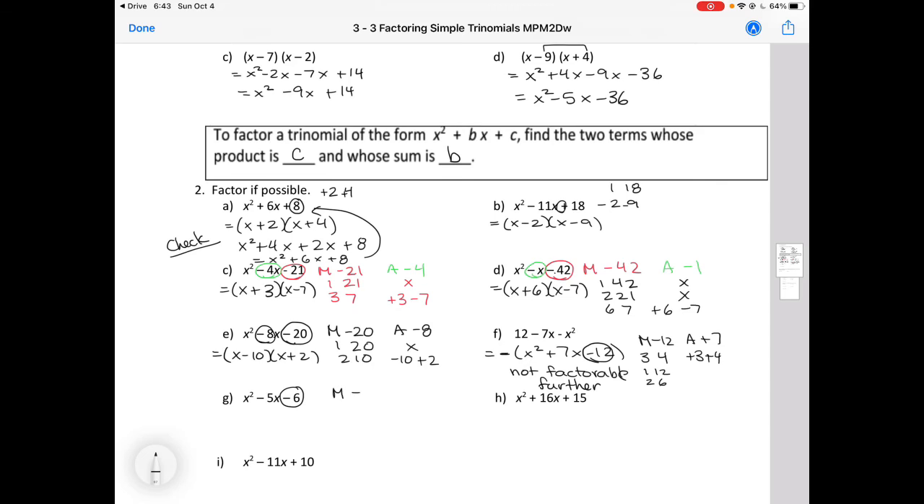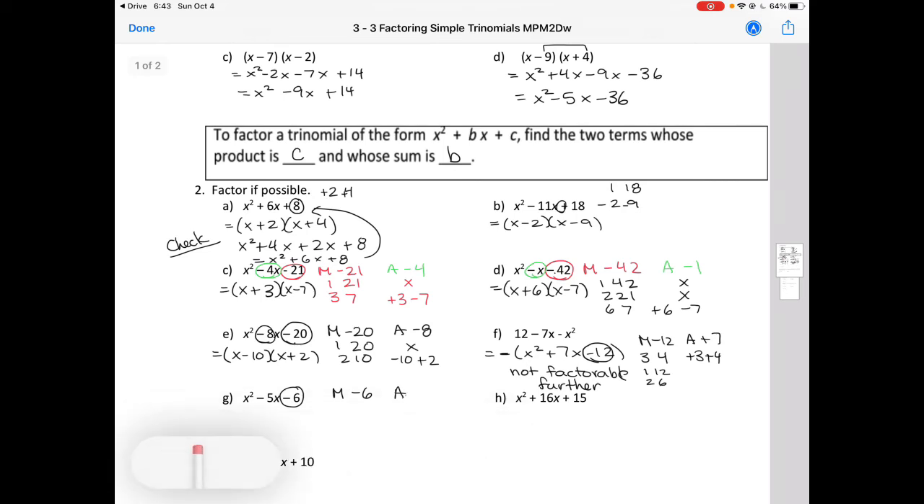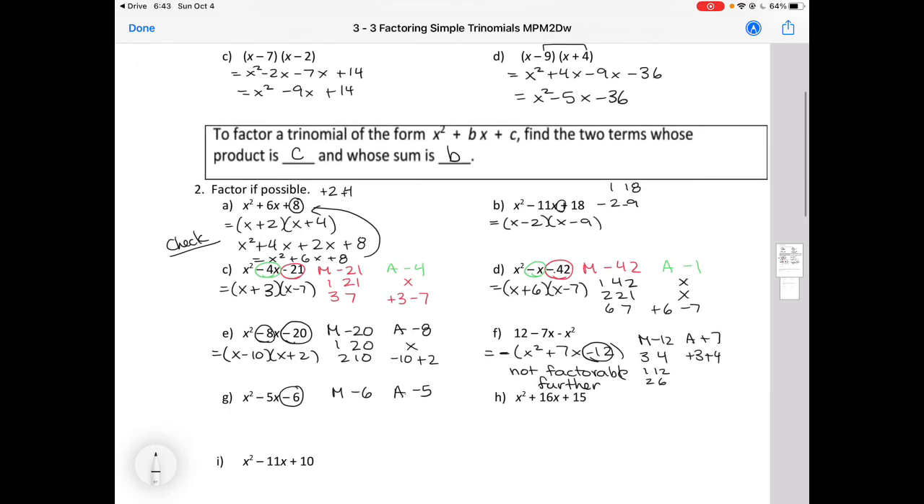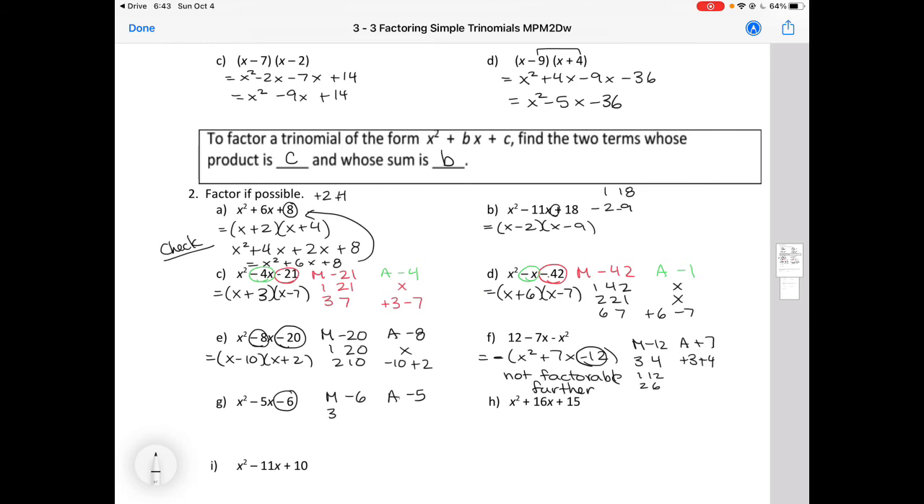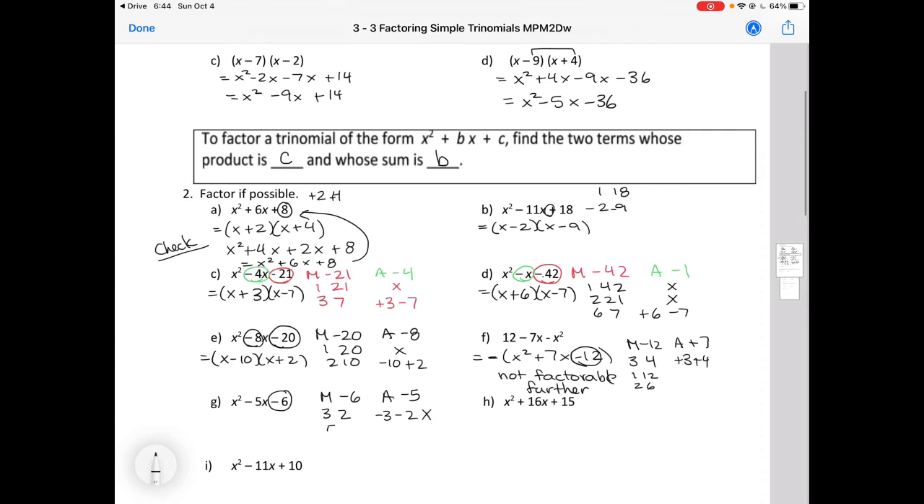Let's look at another example down here. Here we're looking for two numbers that multiply to minus 6 and then add to minus 5. The first ones that I would think about would maybe be 3 and 2. But those can only add to 5 if they're both negative. Multiplying two negatives together gets me a positive. That combination doesn't work. What about 5 and 1?